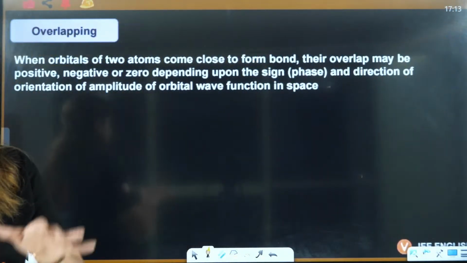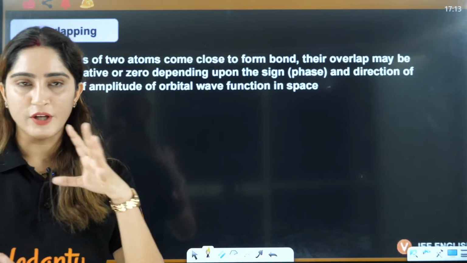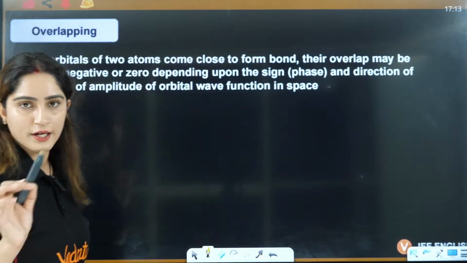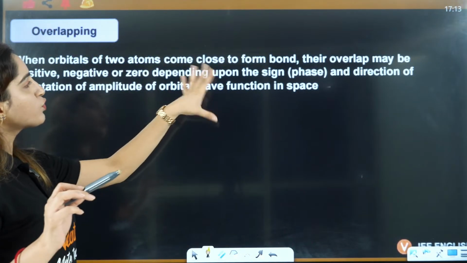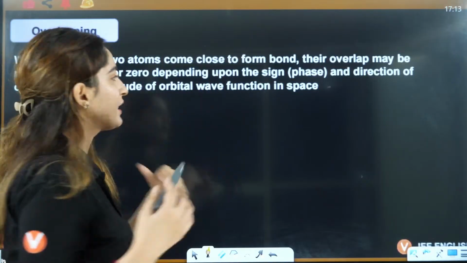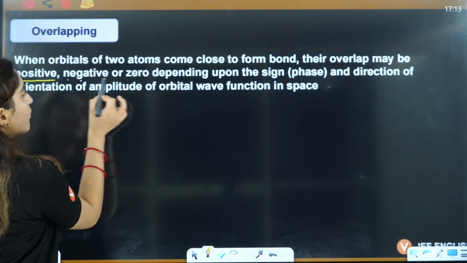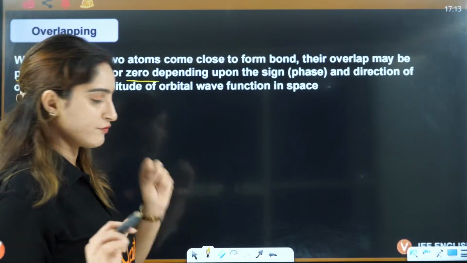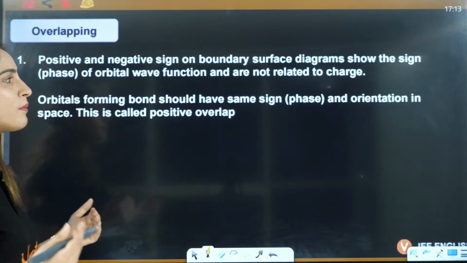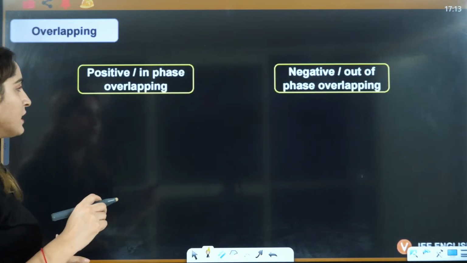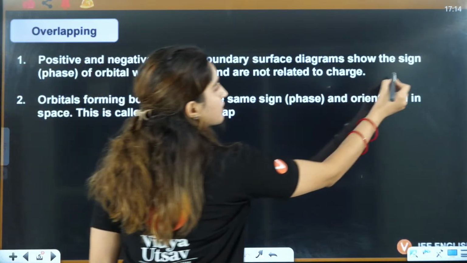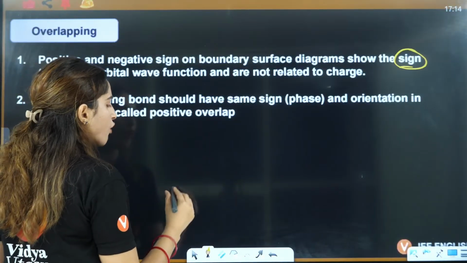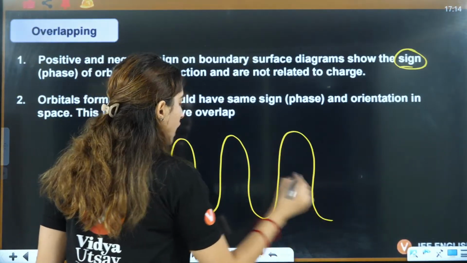overlapping. There's just one topic that was left in overlapping. Let's discuss that. That was in phase and out of phase overlapping. Right. So when orbitals of two atoms come close to make a bond, they overlap. Overlap can be positive, negative or zero depending upon the direction of the wave. Now, if you talk about the direction, let's talk about that. These signs, right, will represent positive and negative. Do you remember when we used to draw waves? How do we draw the waves?